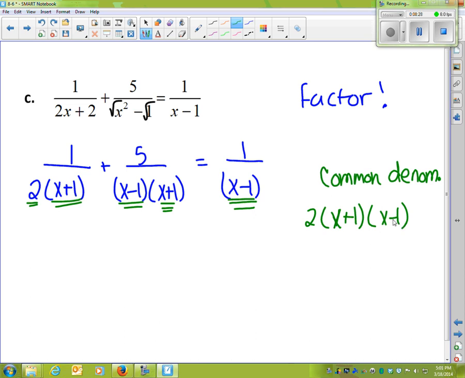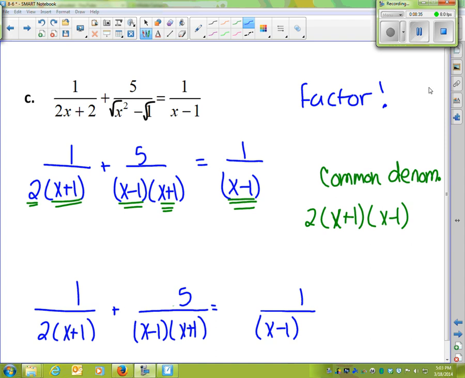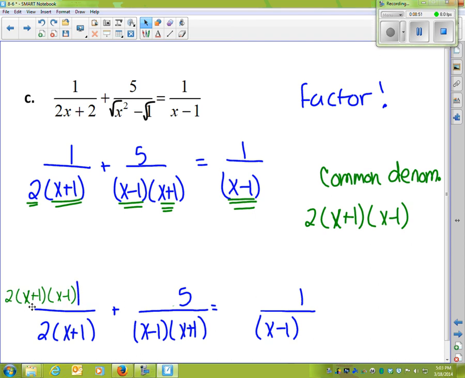So now let's rewrite the problem and multiply all 3 numerators by this common denominator. Okay, I've rewritten my problem to give myself a little bit of extra room. I'm going to take this common denominator of 2, x plus 1, x minus 1, and I'm going to multiply it to each of the 3 fractions, only into their numerator. So it would be 2, x plus 1 times x minus 1 times 5, and on the right-hand side.